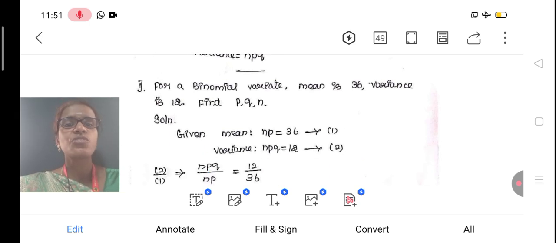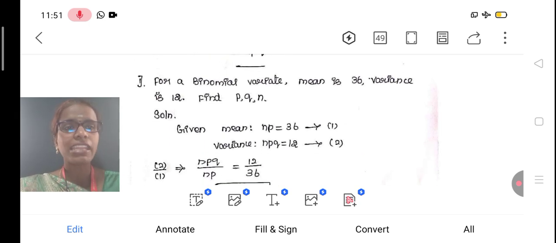So the first problem is, for a binomial variate, the mean is 36 and the variance is 12. Now we need to find the values of n, p, q. We already know the formulas, right? What is given in the problem? Mean. So the formula is np, and we need to equate this np to 36. And the variance is 12, which means we can take the formula npq equal to 12.